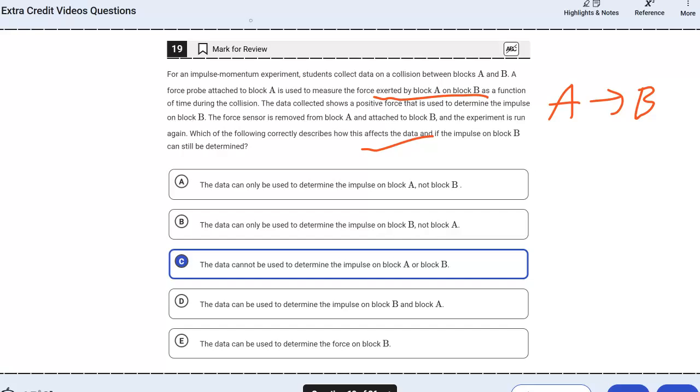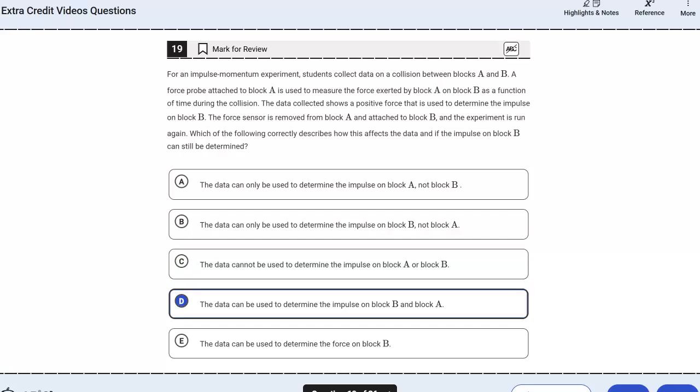So, from Newton's third law, we know the blocks are exerting equal and opposite forces on each other. So if block A exerts a force on block B, block B would exert that same force just with the opposite sign. So that means the blocks also apply equal and opposite impulses on each other. So all we need is the force and time of one to determine the other. So that means the data can be used to determine the impulse on block A and on block B.